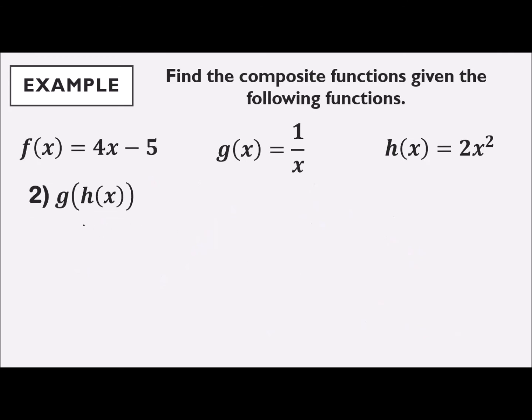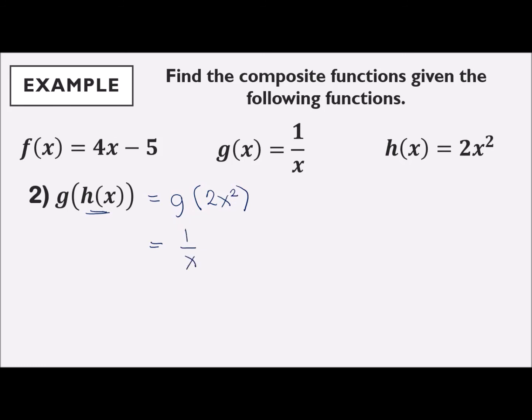How about if we have g of h of x? So, unahin natin si h of x. Tulad lang ng ginagawa natin kanina. So, palitan natin si h of x muna ng 2x squared. So, ibig sabihin nito, ang ipapalit sa lahat ng x ng g ay 2x squared. Kunin natin si g, which is 1 over x.